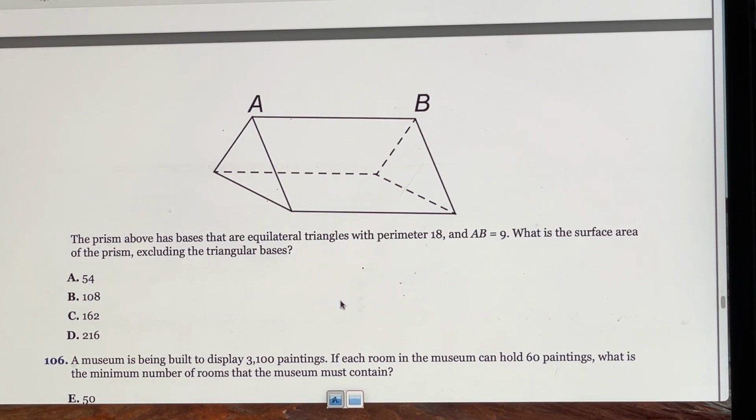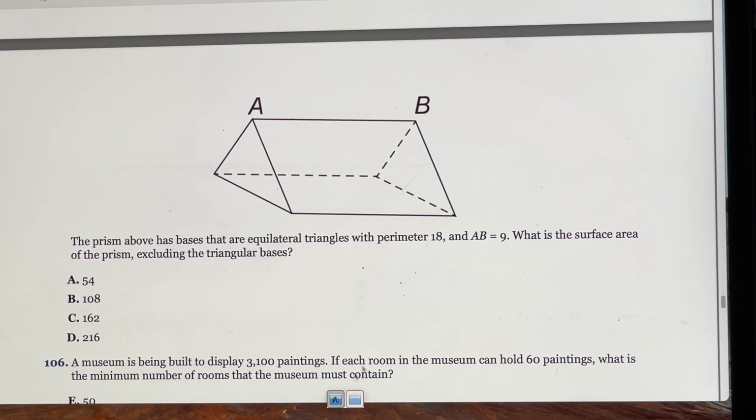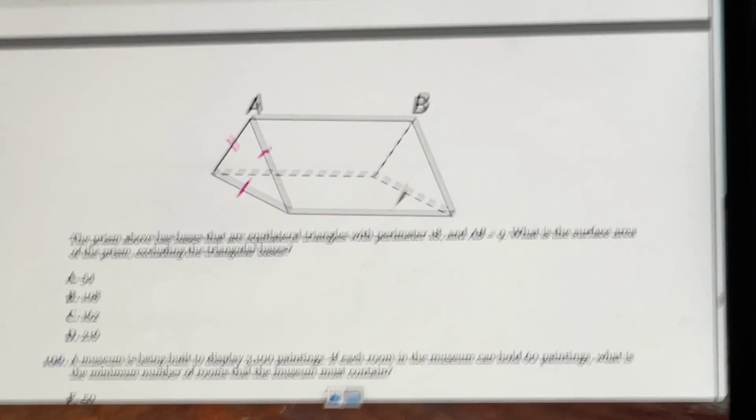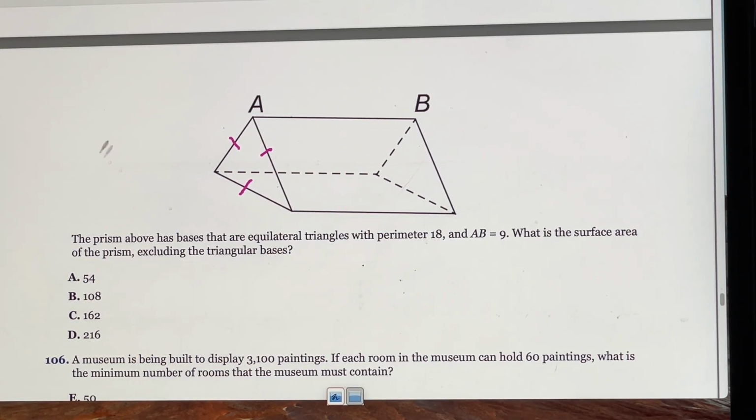105 is the surface area of the prism, excluding the triangular bases. So it's equilateral, so that means that all those sides measure the same thing. The perimeter of the triangle is 18, so these are all equal. If the perimeter is 18, that means that each side is 6. So I can come back here and put 6, 6, and 6.